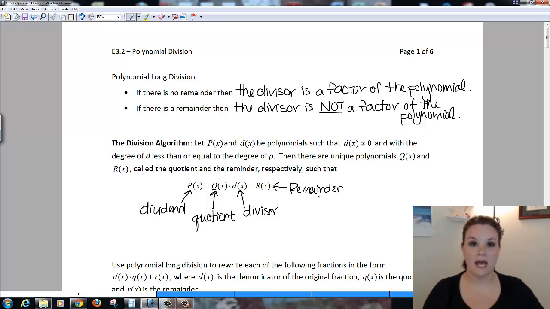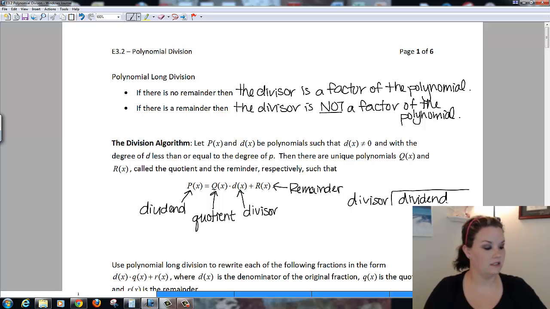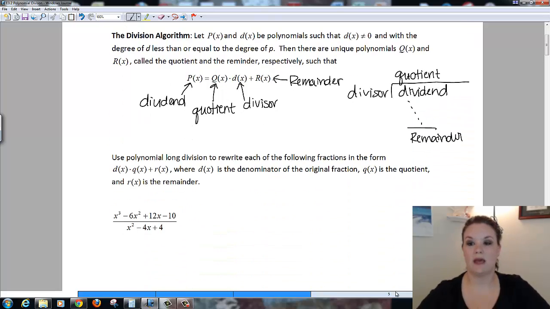So when we look at polynomial long division, remember we do our divisor, we divide that into our dividend, okay, and that gives us our quotient up here. Okay. And then when we work it out, sometimes we'll be left with a 0, which means we don't have a remainder. If we get anything else, then whatever's down here is our remainder. Okay. So let's go ahead and work some out.